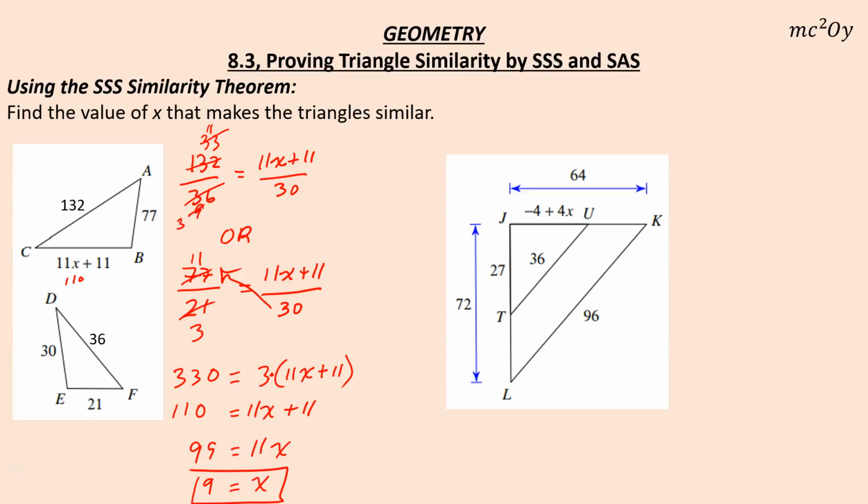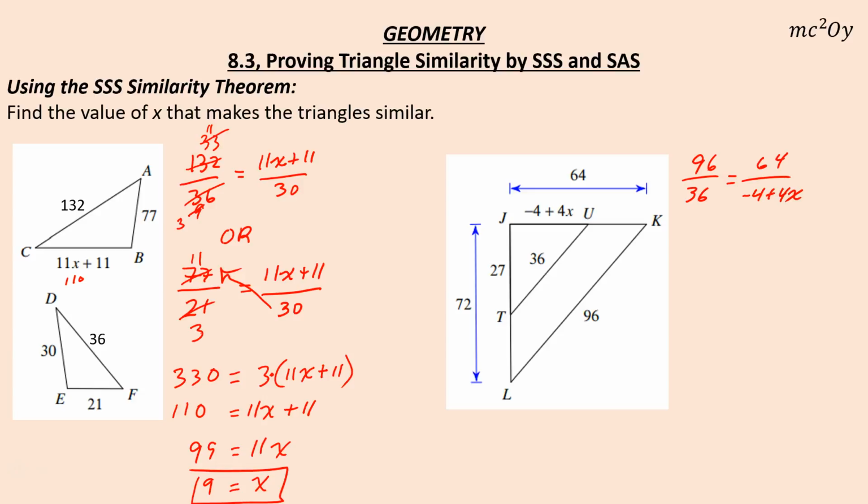Okay, so the same thing here. Go ahead and look at it. We have big triangle and big triangle and big triangle here. Okay, so if I compare sides, I think I'll go ahead and compare the 96 to the 36. 96 is to 36 as 64 is to -4 plus 4x.